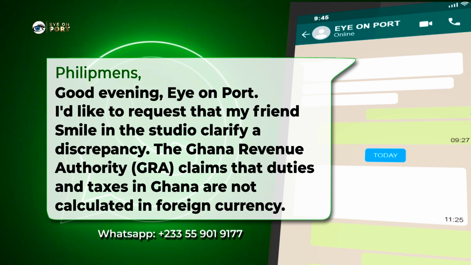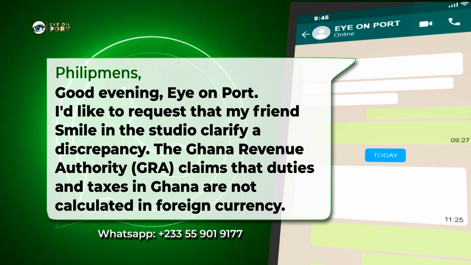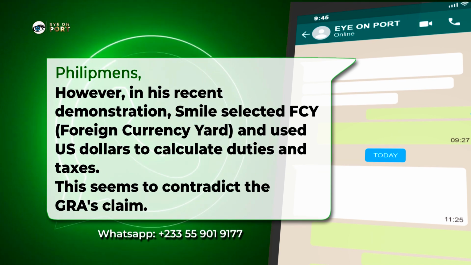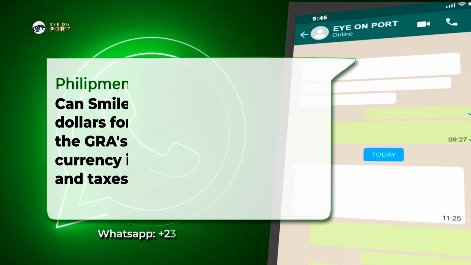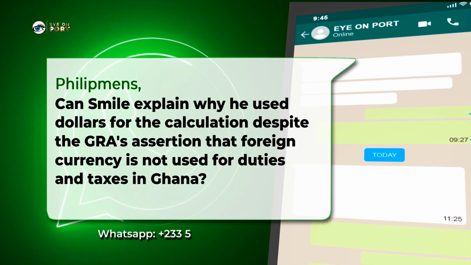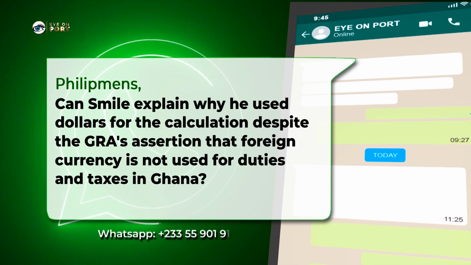Good evening, Iron Pot. Philip Mann says, "I would like to request that my friend Smile in the studio clarify a discrepancy. The Ghana Revenue Authority claims that the duties and taxes in Ghana are not calculated in foreign currency. However, in his recent demonstration, Smile selected foreign currency and used US dollars to calculate duties and taxes. This seems to contradict the GRA's claim. Can Smile explain why he used dollars for the calculation, despite the GRA's assertion that foreign currency is not used for calculating duties and taxes in Ghana?"